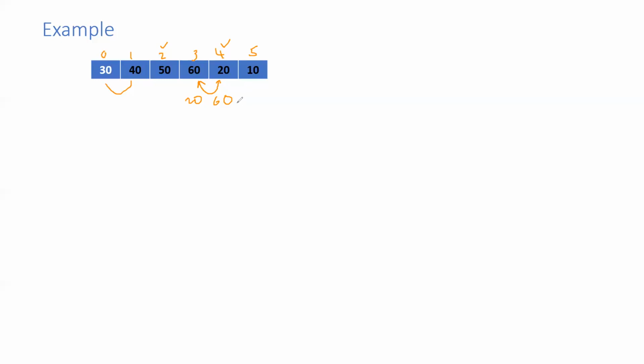Now again we'll do the same process. 60 is compared with the element in the next index. The element in the next index is 10. So 60 is compared with 10. Is 60 greater than 10? Yes. Again we'll swap these two values. So it will become 10 here and 60 here.